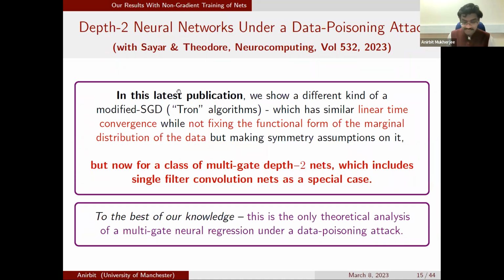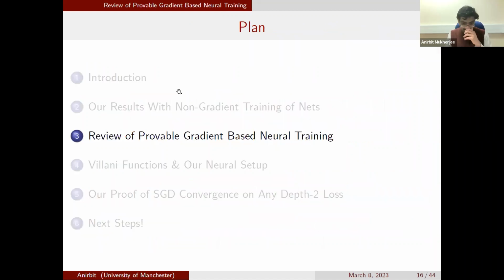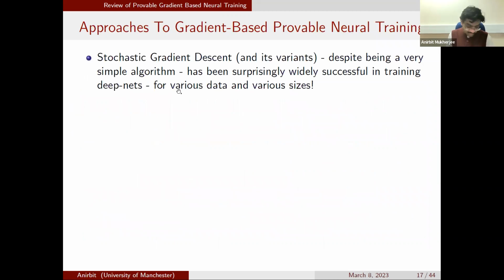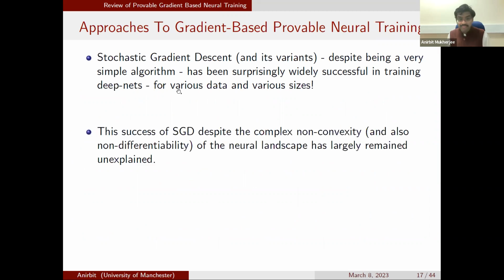Okay. So now let me go to the second part of the talk, but I want to do some literature review before I get there, to motivate the question in the second part of my talk. Gradient-based training is extremely successful in the real world, and it's a very simple algorithm, and it's widely successful across multiple training regimes, and we don't know why. That has largely remained unexplained.